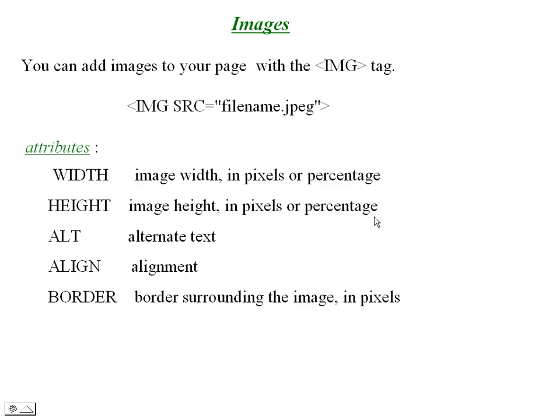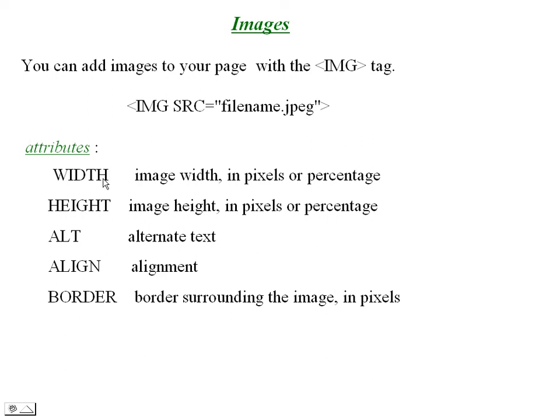Now we will see how to add images to a web page. We can add images to our page with the image tag. This is the syntax of the image tag. A source attribute specifies the name and location of the image file. The attributes of the image tag are width, height, alt, align, border.